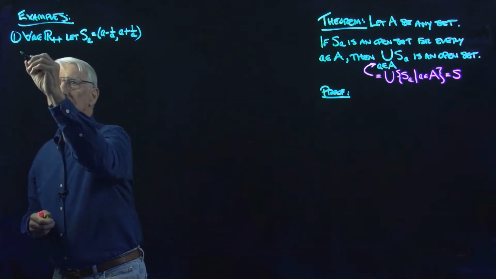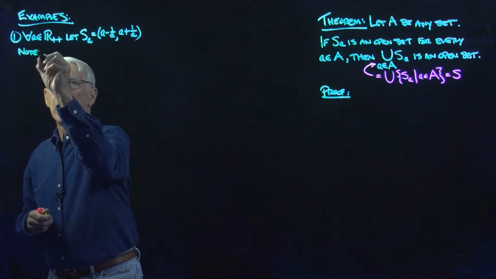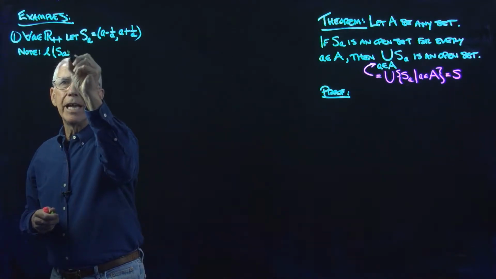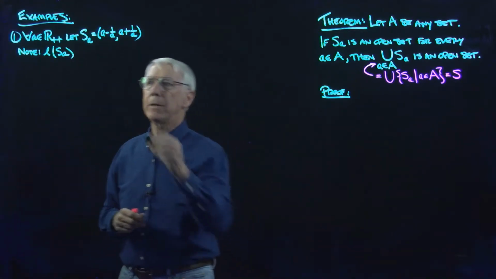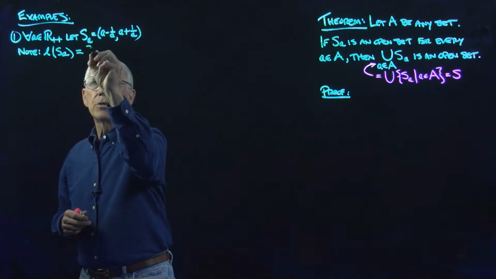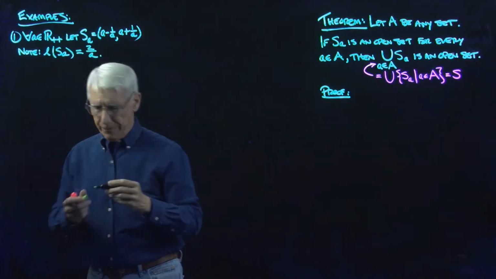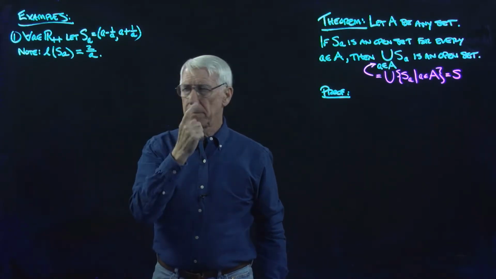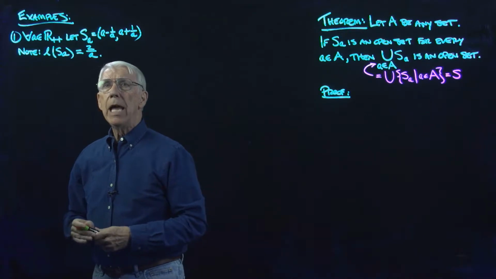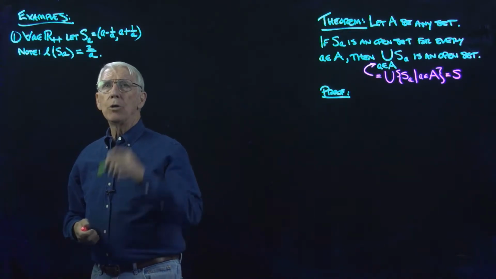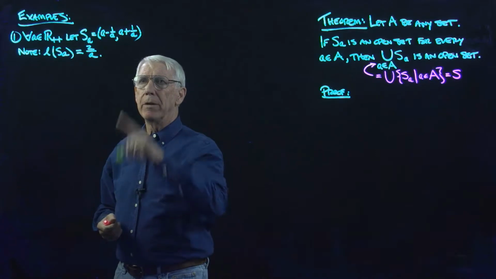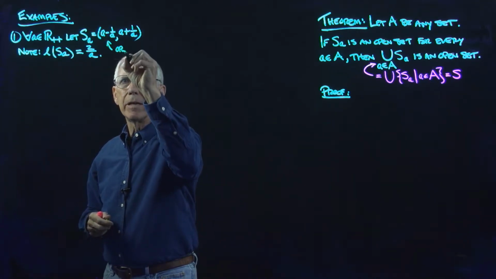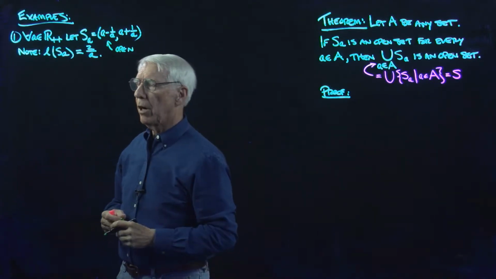So let's just note the length of the interval S_a, and I'll use that little l just to mean the length, that's going to be just 2 over a. And if a is really big, then the interval is really small in R. And note too that S_a is open for every a. So this is always an open set in R. It's an open interval in R.